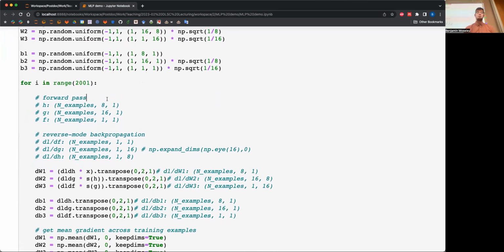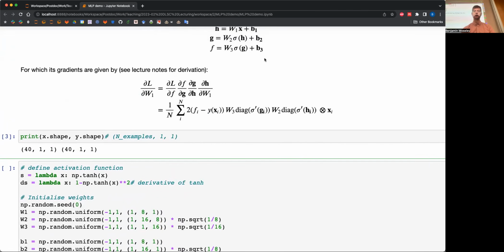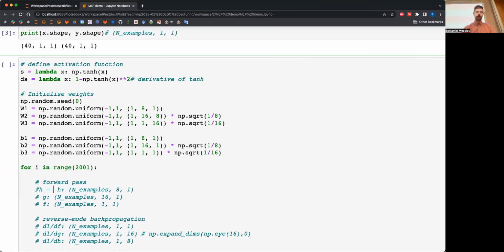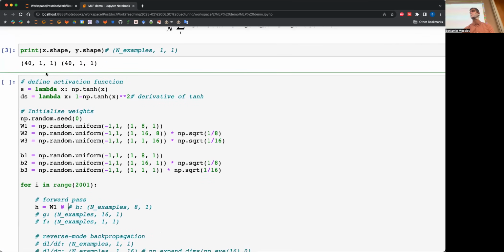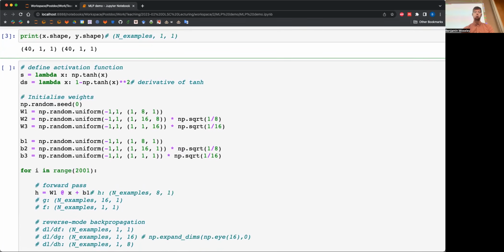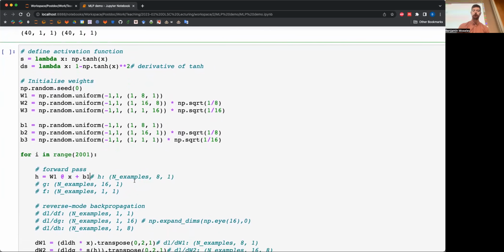And so what I need to do is define my forward pass. The first thing that I want to compute is h, which is omega 1 times x plus b1. So let's go ahead and write that. In NumPy, we can just use this at symbol to denote a matrix multiply. And also, if your matrix has extra dimensions at the front, it just does a batch matrix multiply for you. So it already does that for me. So W1 times X, and then we're going to add our bias vector here. So that's going to have shape number of examples by 8 by 1.